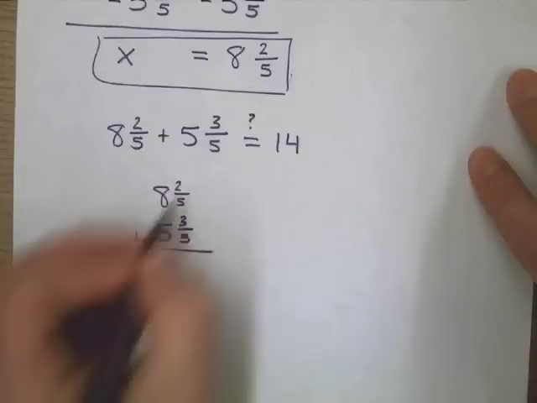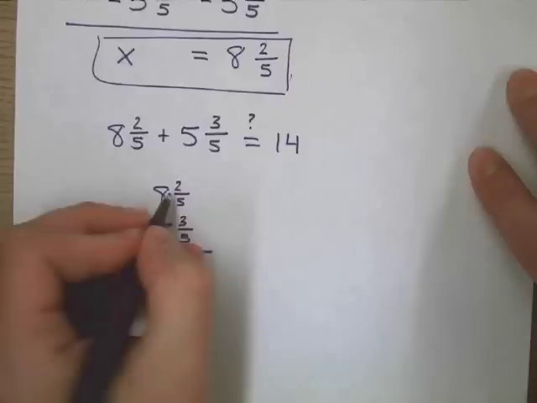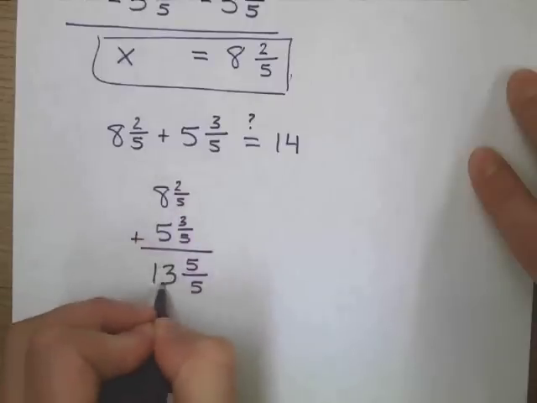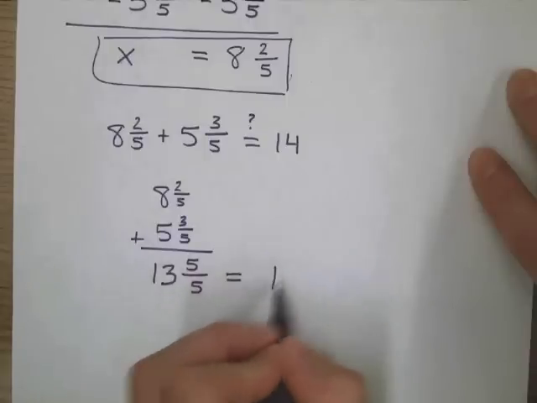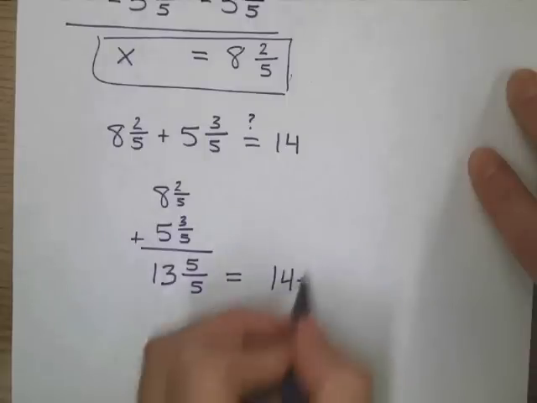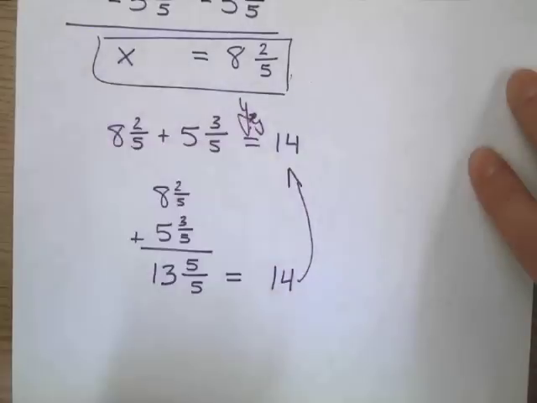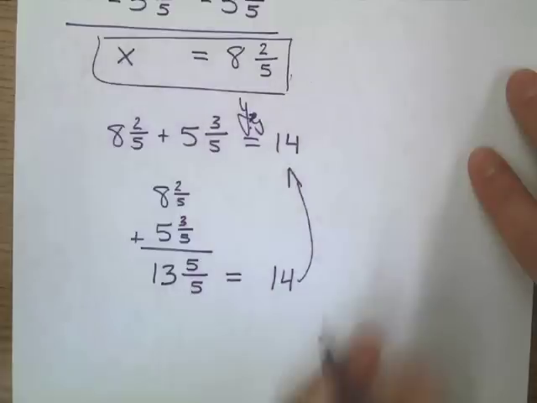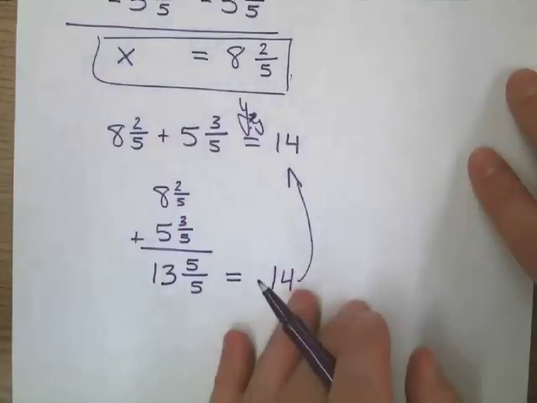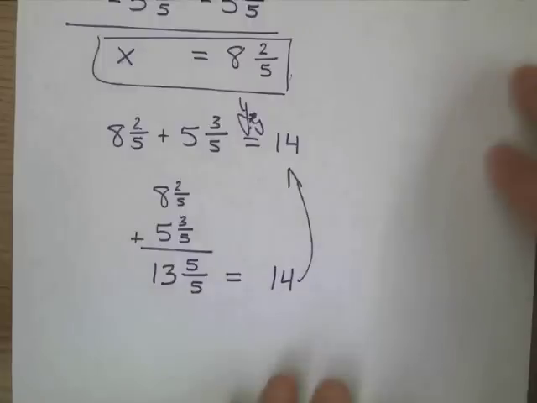Add those together. 2/5 plus 3/5 is 5/5. 8 plus 5 is 13. 5/5 is the same as 1. So I can simplify that to 14. And that is right there. So yes, that is a correct solution. So yes, x does equal 8 2/5. It's always a nice idea to do a double check with these types of problems. Well, let's take a look at one more.